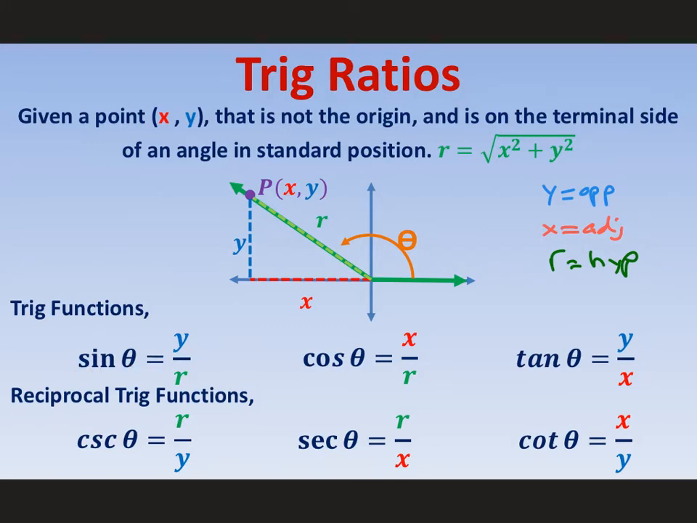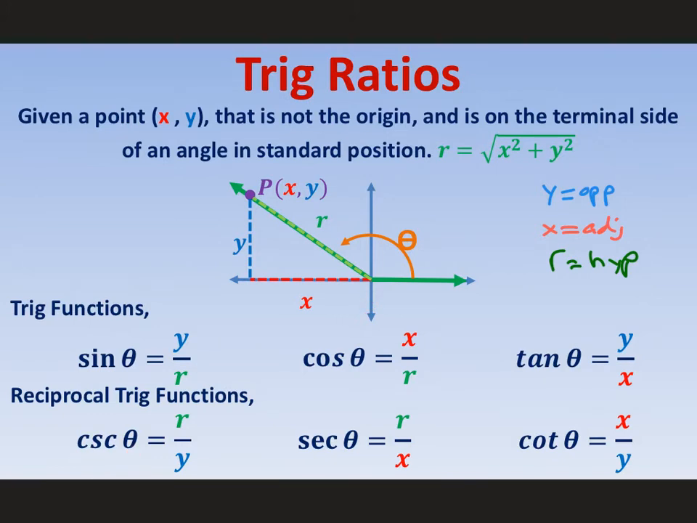The sine of any angle as we go around in a circle is always going to be a y value over our r value. Cosine is always going to be our x value over our r value. And tangent is always going to be our y value over our x value. That's the same thing as it was before, because y is opposite, x is adjacent, and r is hypotenuse. So opposite over hypotenuse, adjacent over hypotenuse, opposite over adjacent. Just a different way of saying the same idea, but it makes more sense in this context.